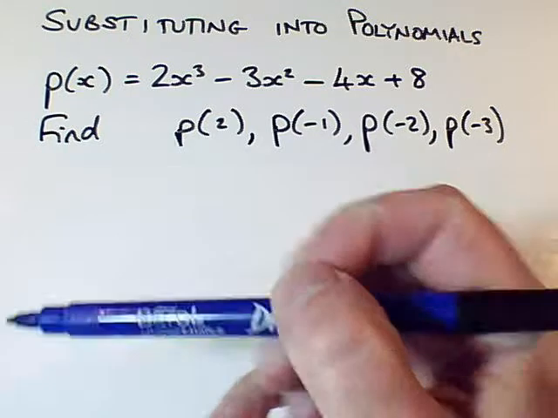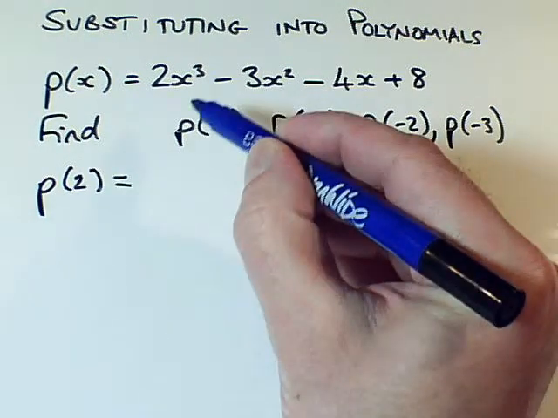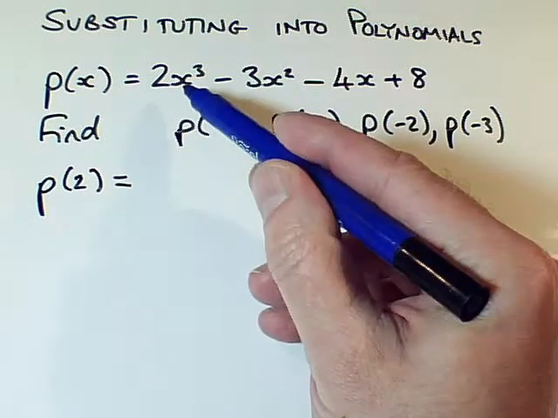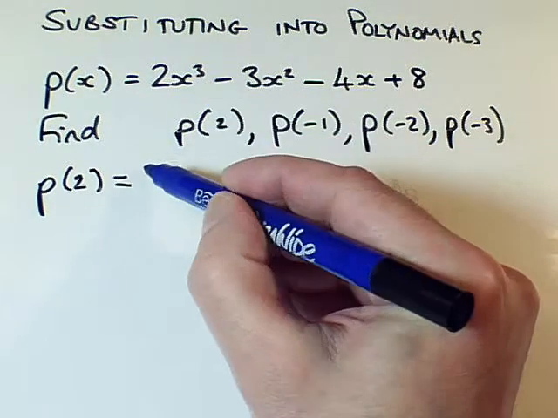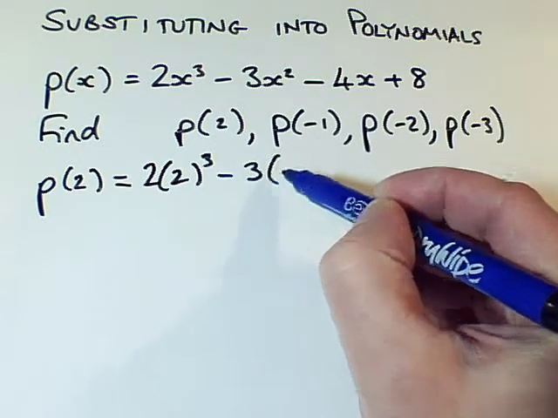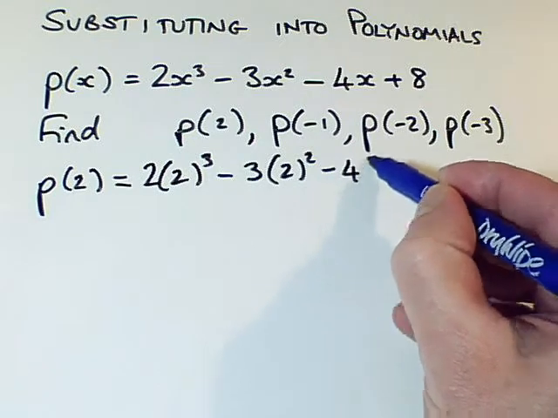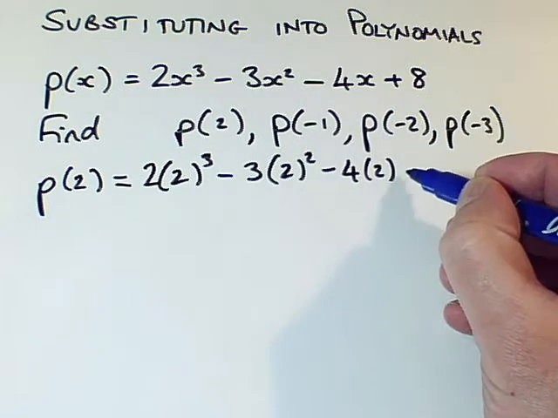So if we need to work out p of 2, it just means we're taking x to be 2, so we copy the whole lot out, but every time we get to an x we replace it by a 2, and it's a dead good idea to use brackets when we do that. So 3 times 2 squared minus 4 times 2 plus 8.